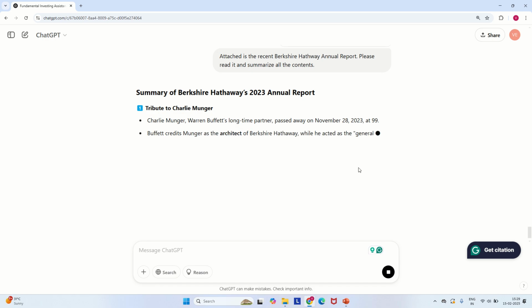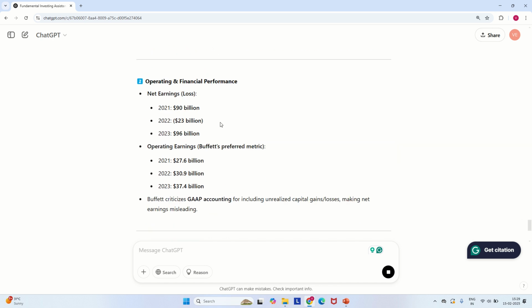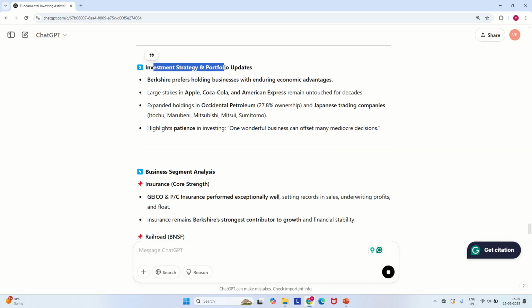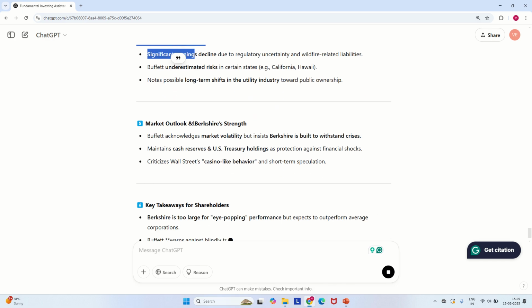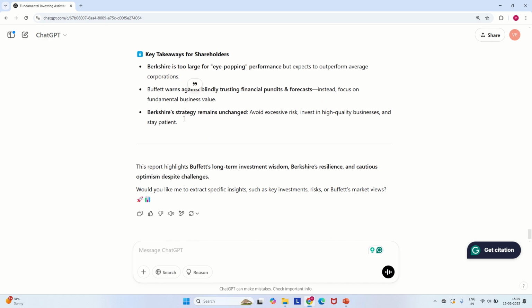Yeah, so it looks like the letter has a tribute for Charlie Munger, who passed away days before the annual general meeting. Then it summarizes the financial performance, what is the investment strategy, analysis of different businesses, what is the strength, key takeaways for shareholders, and okay, what Buffett stands for.